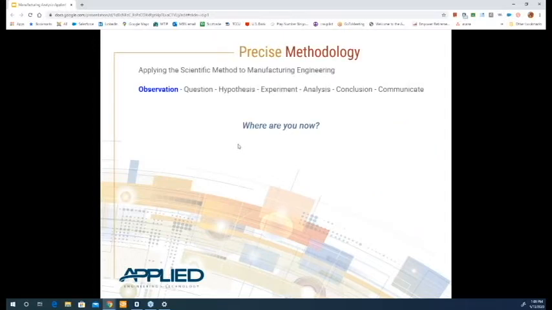So to start, the first step is observation, and that's where are we now, right?